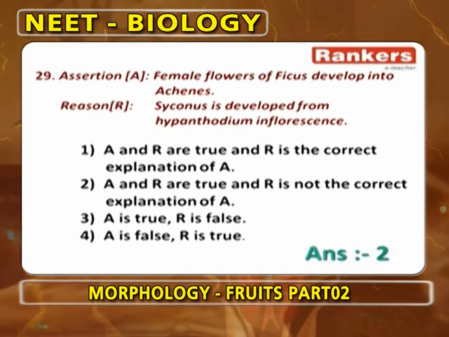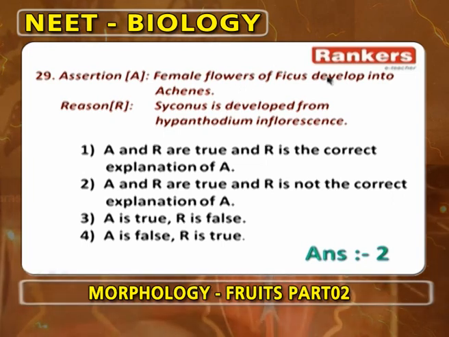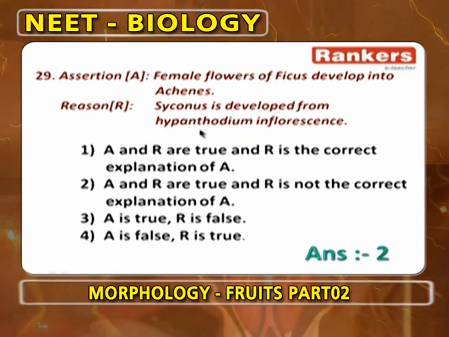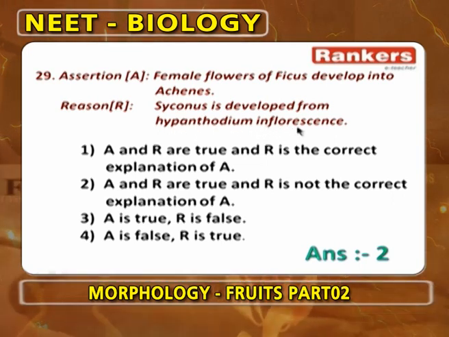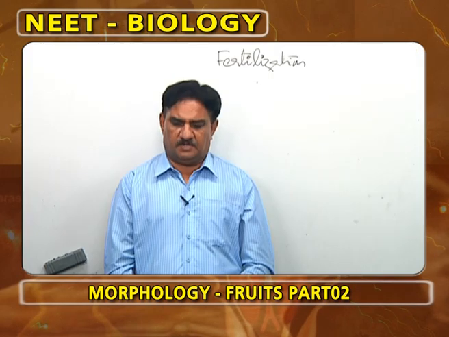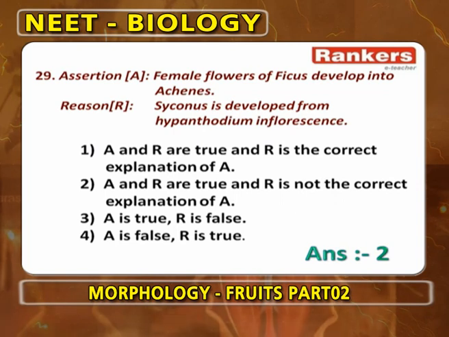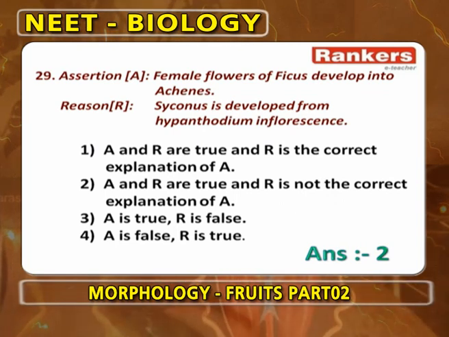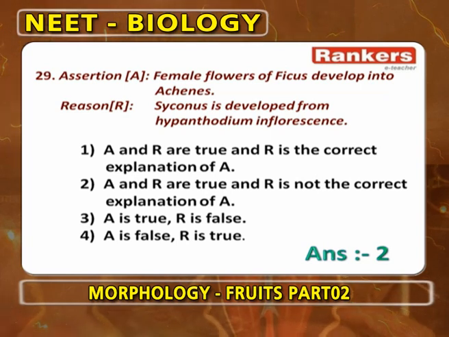Assertion: Female flowers of Ficus develop into achenes. Fertile female flowers of Ficus develop into achenes. Reason: Syconus is developed from Hypanthodium inflorescence. Syconus coming from Hypanthodium inflorescence is correct. Female flowers of Ficus developing into achenes is correct. But Syconus developing from Hypanthodium inflorescence is not the reason why the female flowers produce achenes. So, the answer is the second one: A and R are correct, R is not the correct explanation of A.